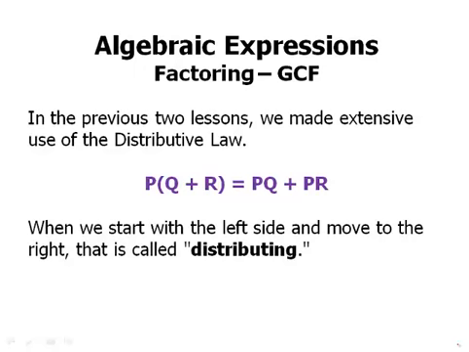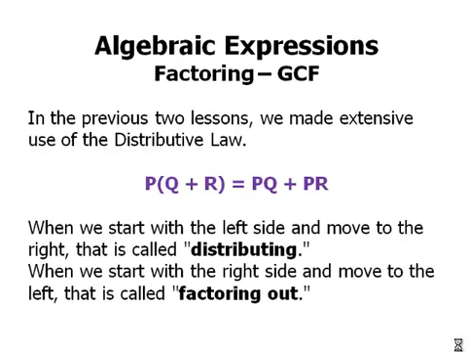But, of course, this is an equation. We can use it either way. When we start on the right side and move to the left, we express P now as a factor of the whole thing rather than a factor of each individual term. That is called factoring out. It's very important to recognize that distributing and factoring out are two sides of the same coin. It's the same fundamental process. We just have two different words for it depending on which way we're going in that process. So that's very important to understand.